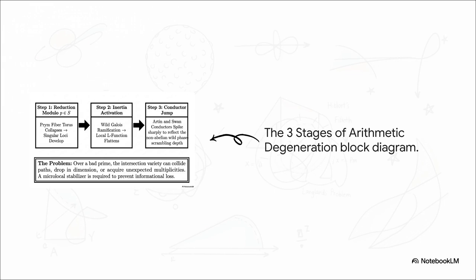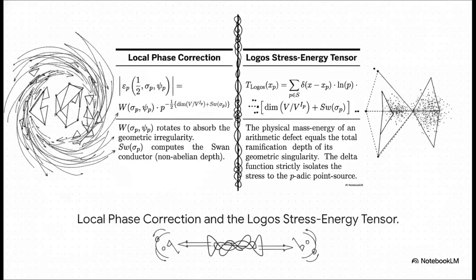Over a bad prime, the intersection variety can literally collide paths. It can drop in dimension, or acquire completely unexpected multiplicities. We run a very real risk of catastrophic informational loss here, unless, of course, the universe has a built-in microlocal stabilizer. And here is how the math miraculously fixes it.